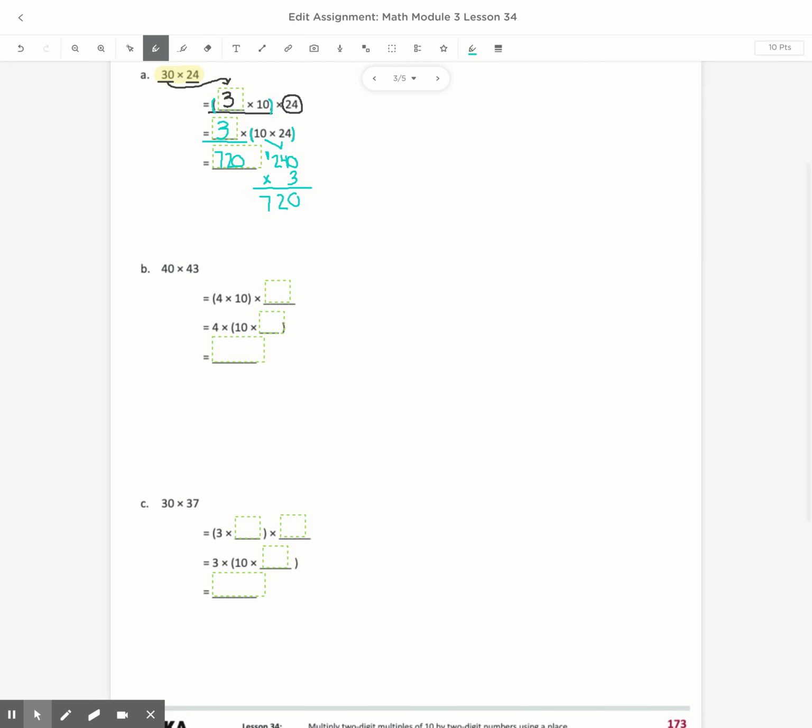Okay, so we're going to move on to part B. So part B is going to be the same thing. We're going to take that equation at the top and we're going to break down some of the numbers. So they already broke down 40 for us. They broke it down into 4 times 10. So we do not need to break down 43. So we're just going to bring 43, that second number in our equation, and rewrite it over here.